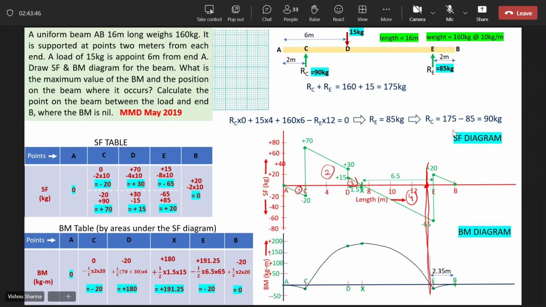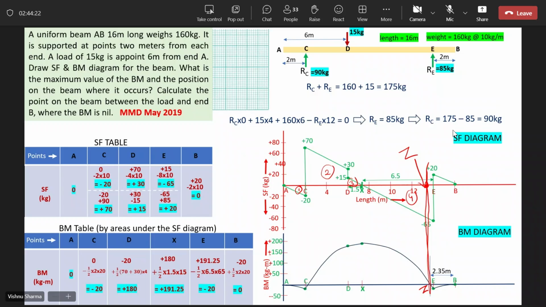If the BM is 0 at this point Z, then what does it mean? When the BM is 0, what does it mean? How are you calculating BM in the BM table? By calculating the area under the SF curve. So that means if you add all the areas to the left of Z under the SF diagram, they should be 0. Then only at Z the BM will be 0, correct? Yes or no? Correct, sir.